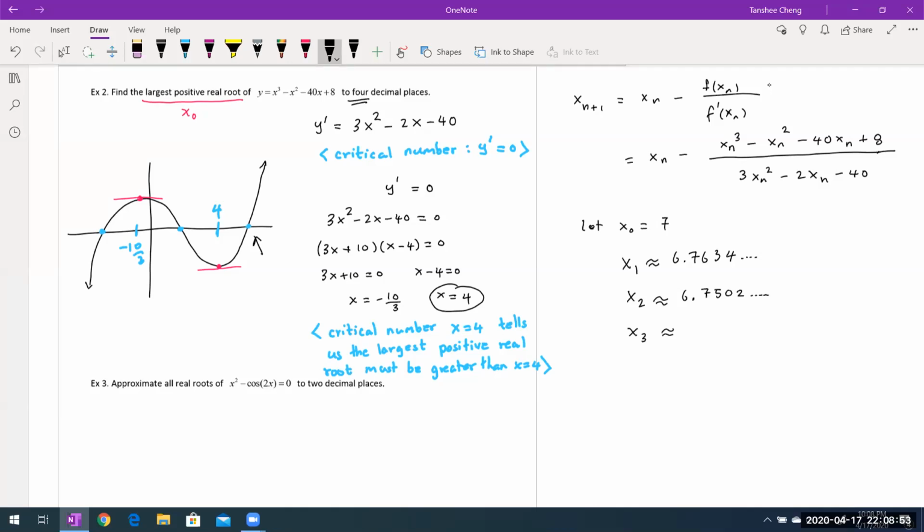So when I use this 6.7502 in the formula and compute it, I got 6.7502 again, dot, dot, dot. At this point, you can see that we have 4 decimal place accuracy, meaning the first 4 decimal places are the same. That's where I can stop my approximation and answer the question, right? So the largest possible root will be approximately 6.7502. This is the approximation that we have. So this is basically the end of this example number 2.